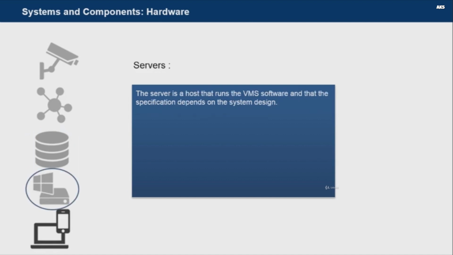Next, the server. The server is a PC, whether desktop or several physical form factors, that runs the VMS. And the specification of the server depends on the system design. That means the server requirements depend on your surveillance system: number of cameras, resolution, compression, and others. Don't worry, we'll see that in this course. And most often the server also contains the storage system that is used to store surveillance video.